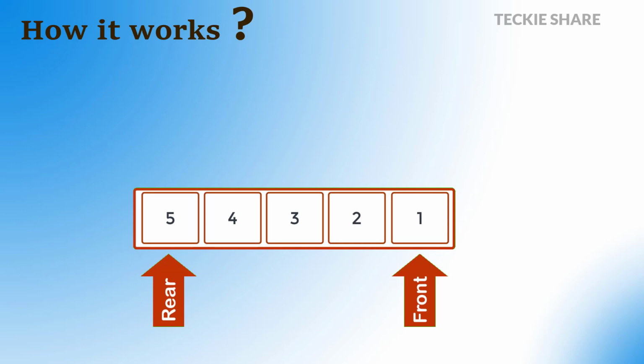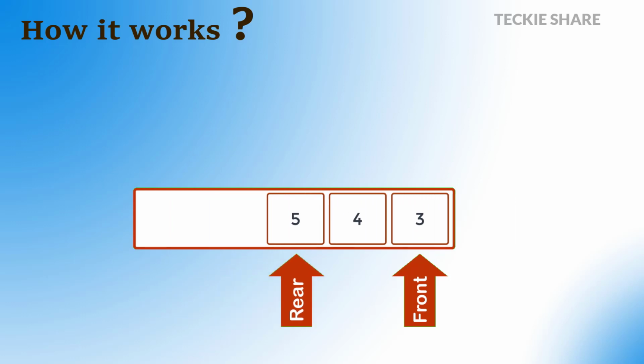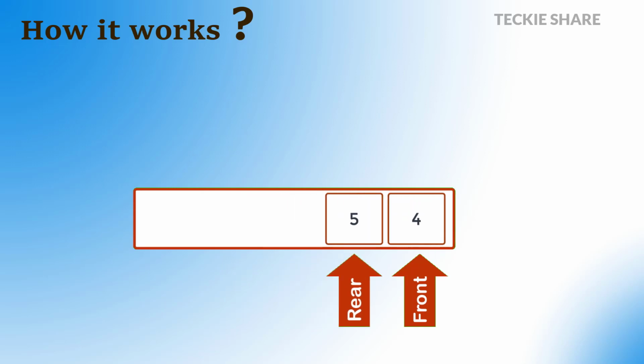In our case, the 1 will be removed from the queue. After removing the value 1, the 2 will be the front position. Likewise, the queue works. After removing the 2, 3 will be the front position. If I remove the value 3, 4 will be the front position. Likewise, the queue works.